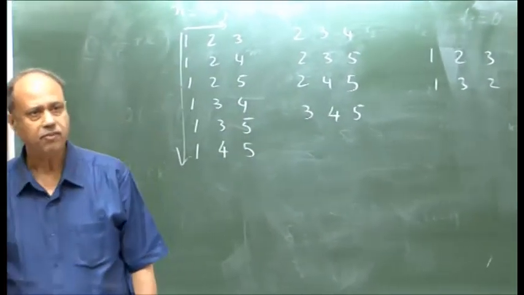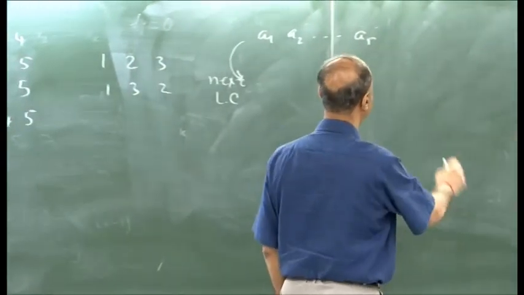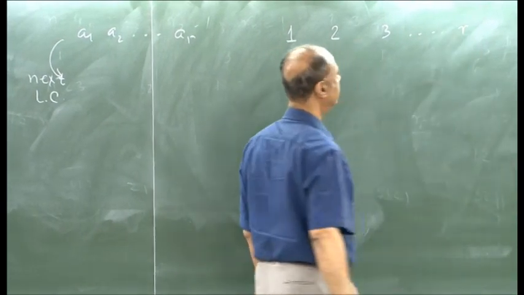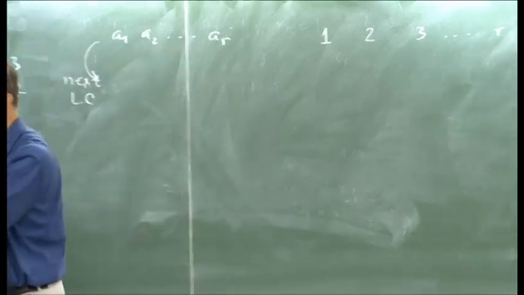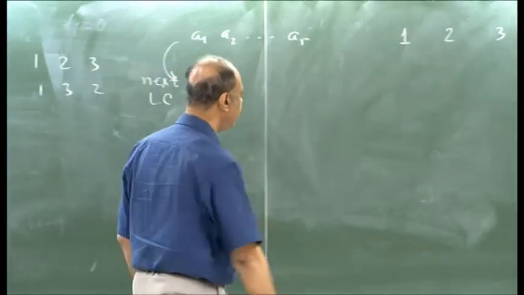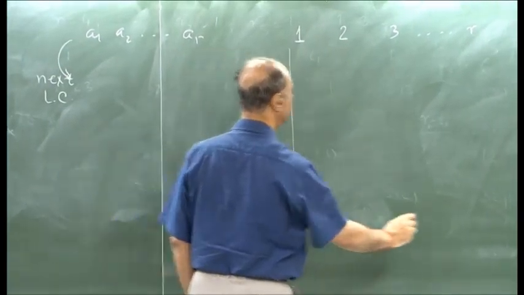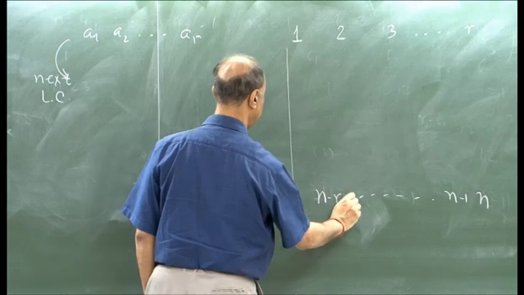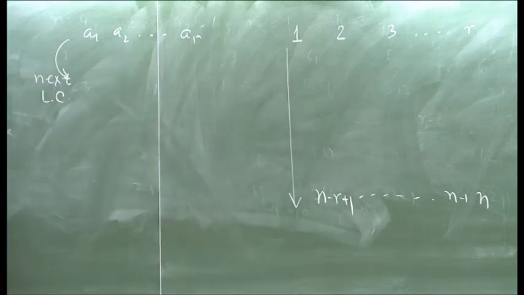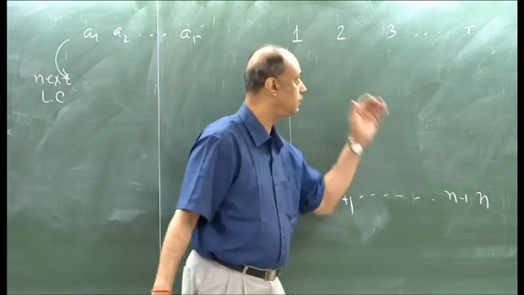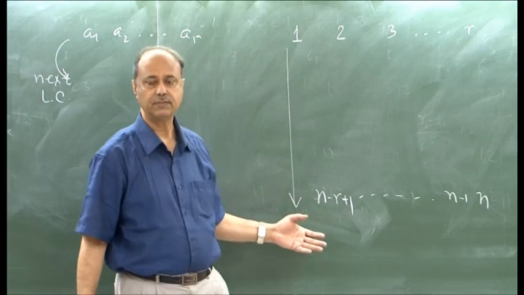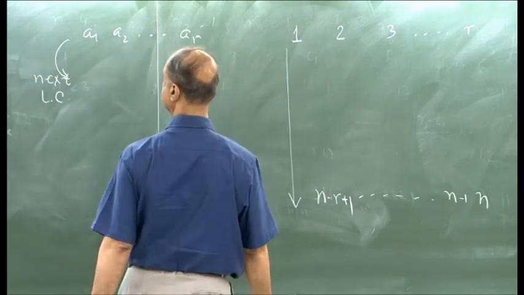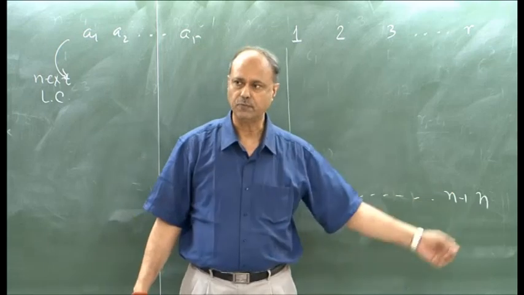Now one thing you remember, the first lexicographic combination of R elements is 1, 2 up to R. And can I find out what my last combination is? This is my last combination. So this is the first combination, this is the last lexicographic combination. That is 3, 4, 5. Here it is n, 5 minus 3 is 2, 2 plus 1 is 3, so 3, 4, 5.